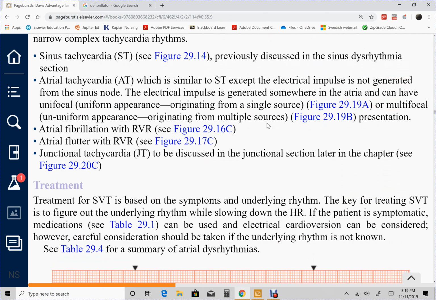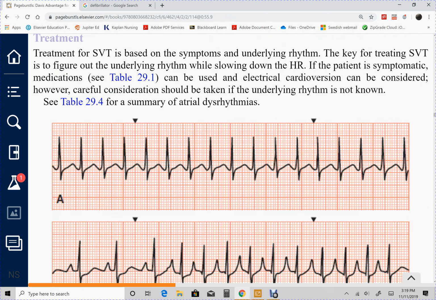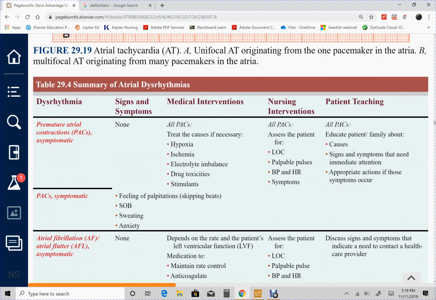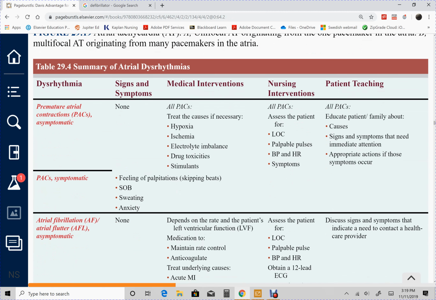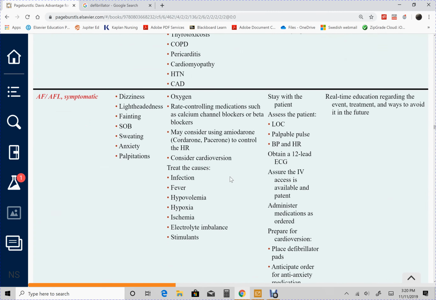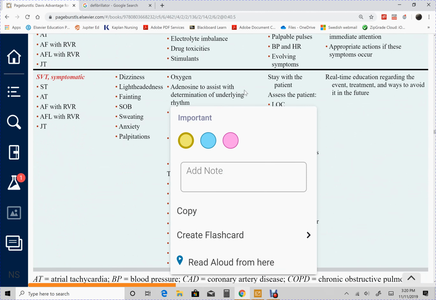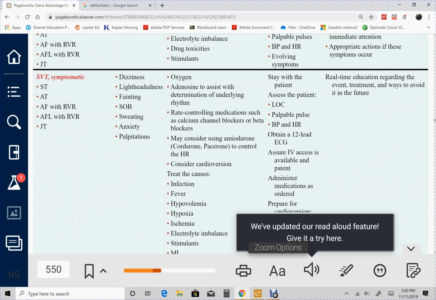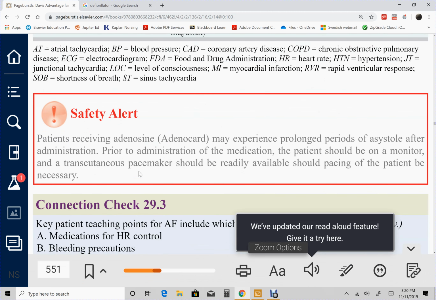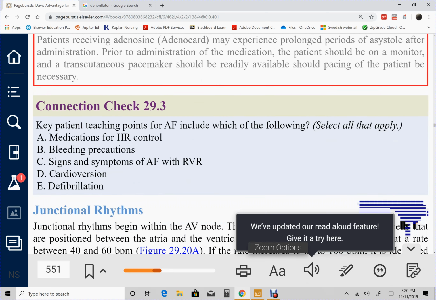And that is for SVT. Okay, in here, this is the summary for all your atrial dysrhythmias. Just like earlier, there was a summary for your sinus dysrhythmias. This one is for your atrial dysrhythmias. So it begins here with PACs, AFib, A flutter, then SVT. Right. So here's the adenosine, and again, don't forget, go back to table 29-1 for the dosing and frequency, and here's a safety alert for your adenosine.